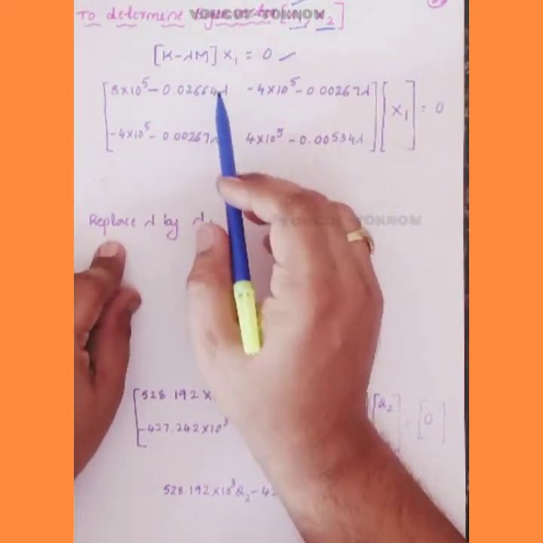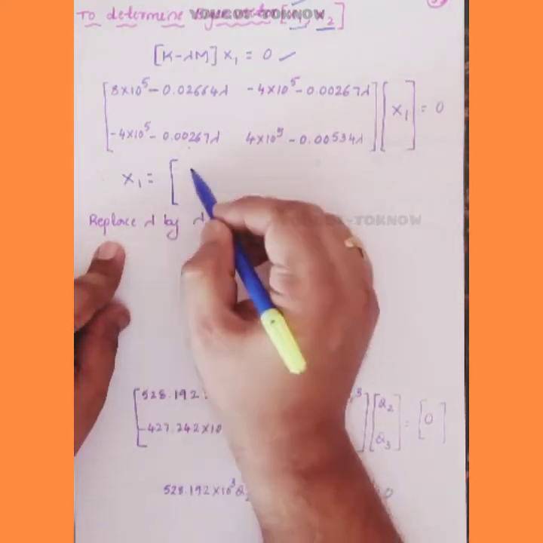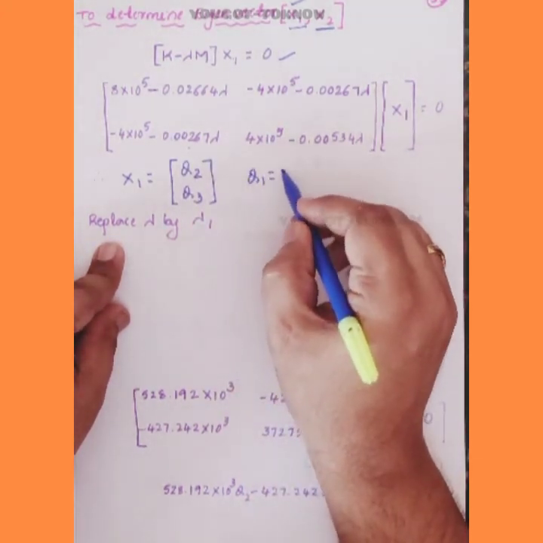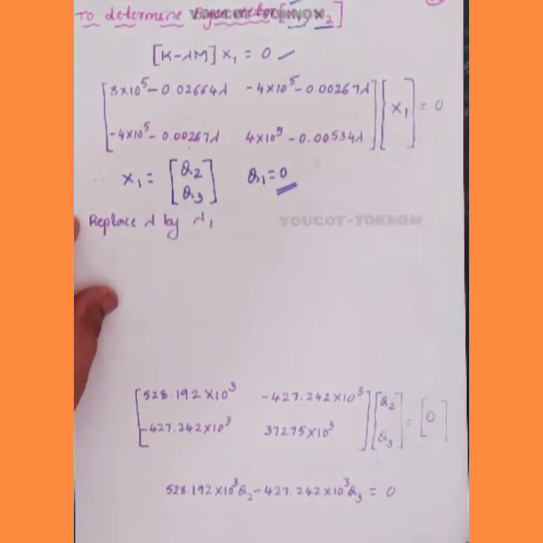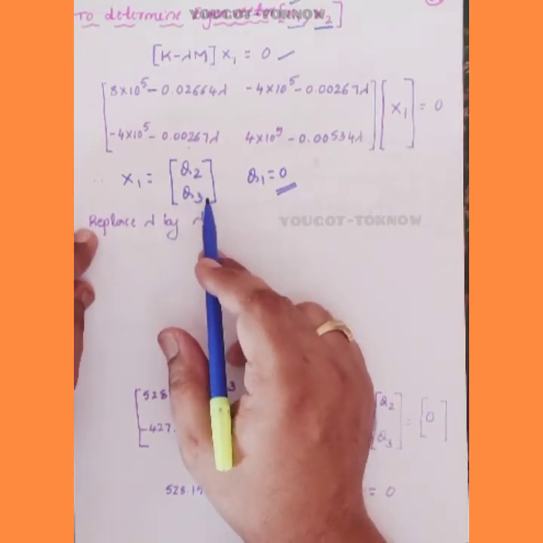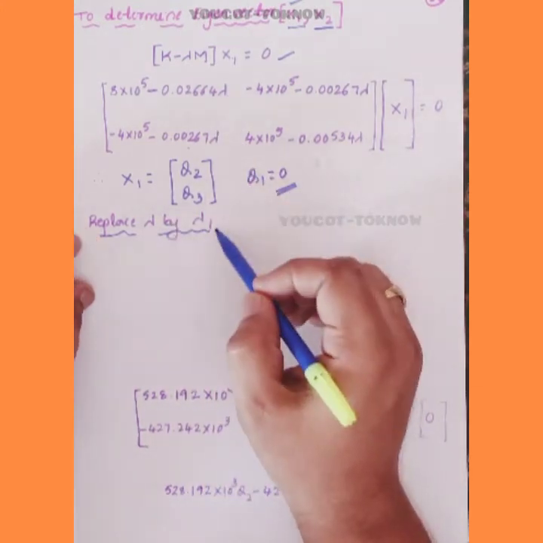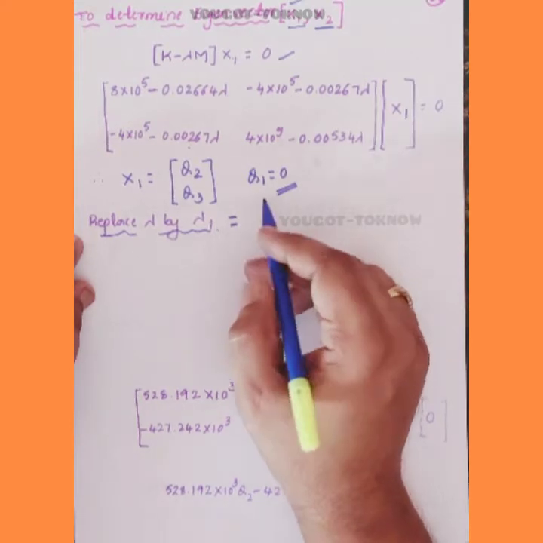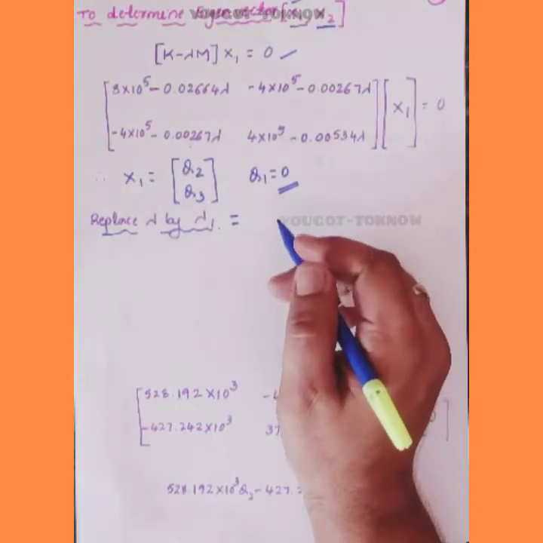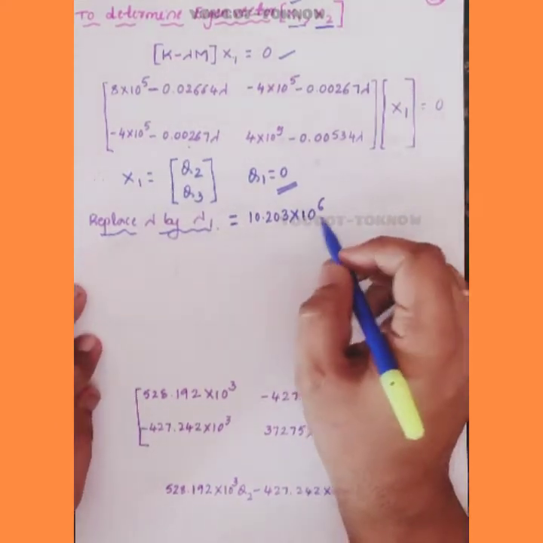Now, already we know what k minus lambda m is, and I will write x1. What is x1 left with? Q2, Q3, because Q1 is already 0, since this is a fixed condition. Now, to get Q2, Q3, first, to determine your eigen vector 1, replace lambda by lambda 1. What is lambda 1? Lambda 1 is 10.203 into 10 power 6.